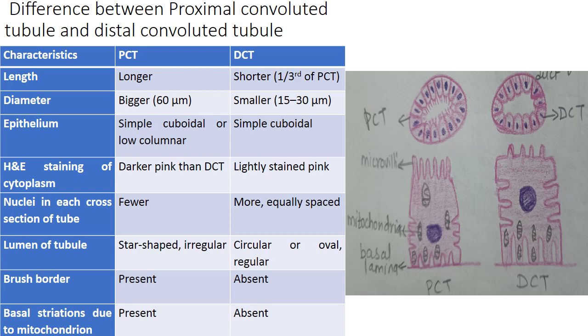Then the lumen is star-shaped and irregular in the proximal tubule, whereas it is circular or oval, and regular in the distal tubule. Brush borders are present in the proximal tubule, they are absent in the distal tubule because of absence of microvilli. Basal striations due to mitochondria are present in the proximal tubule, they are absent in the distal tubule.